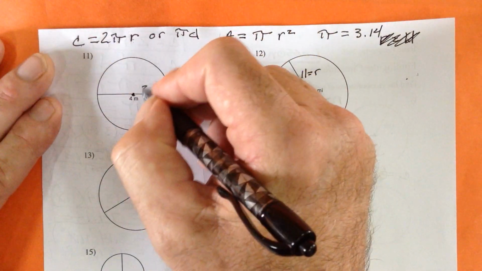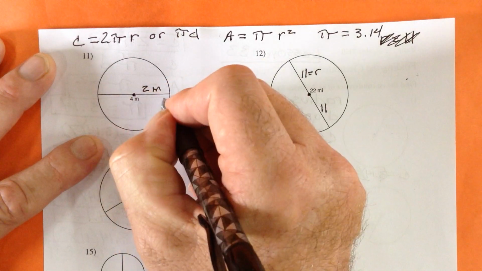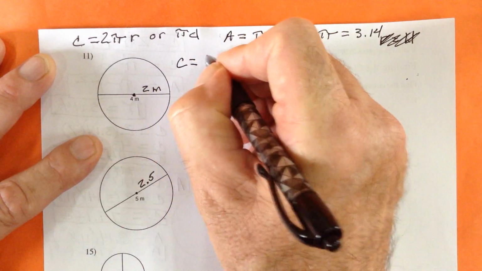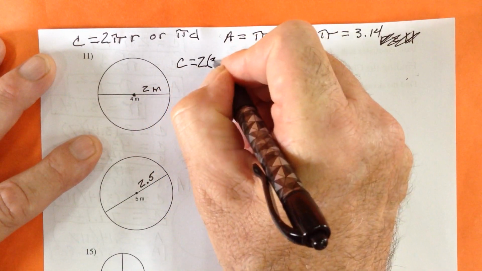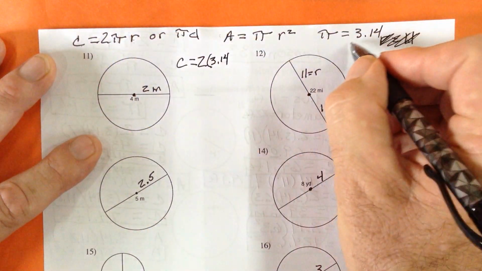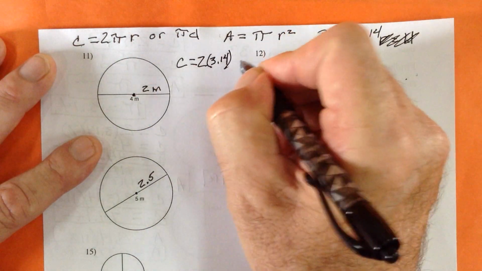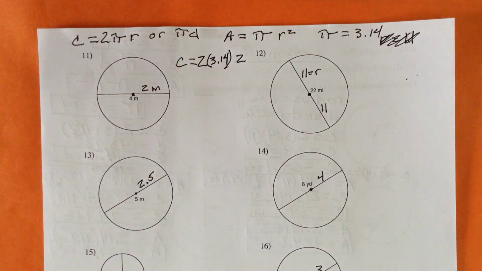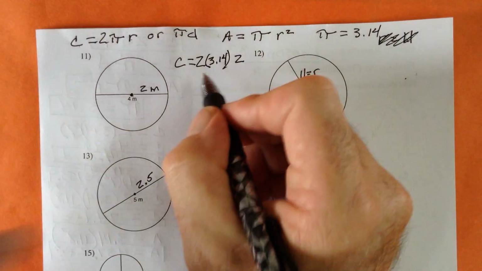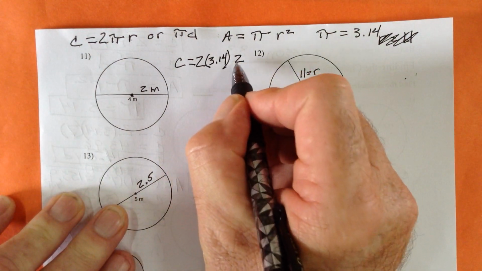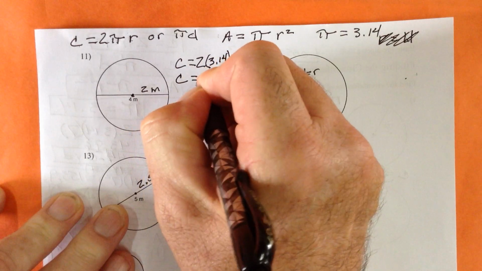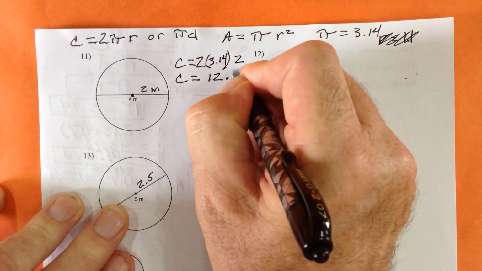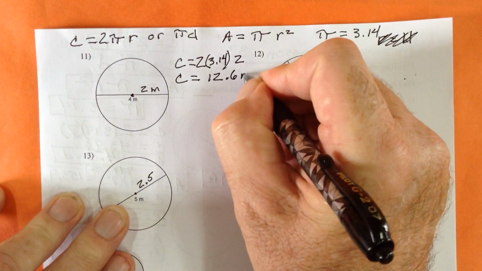Since everything else you got to use radius, I normally use the radius for circumference too, just out of habit. So here, the circumference of number 11, the diameter is 4, the radius is 2. So if I'm using this one to find the circumference, I would go 2 times pi, which is 3.14, times the radius, which is 2. On the calculator, you type in 2 times 3.14 times 2. You should end up with, rounded, 12.6 meters.